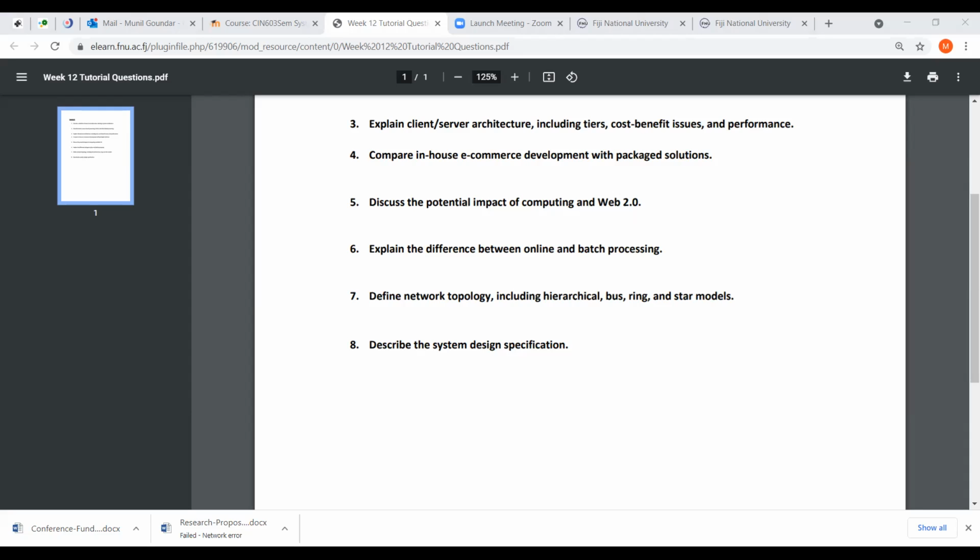Next up, bus network. Devices are attached to a common cable known as the bus cable.